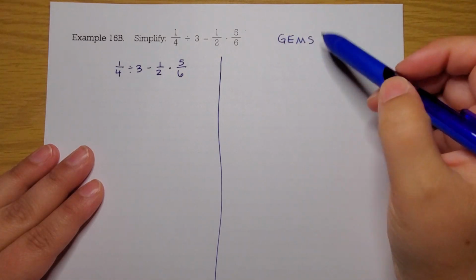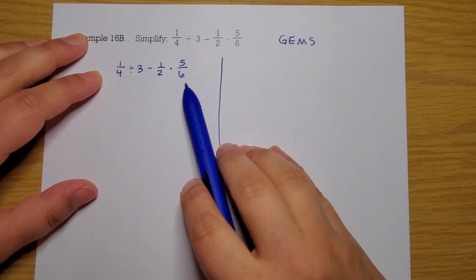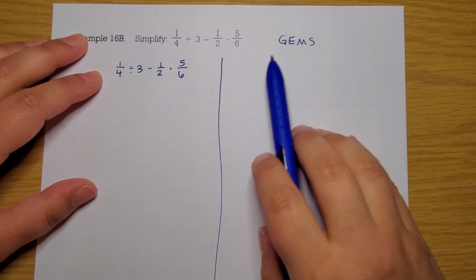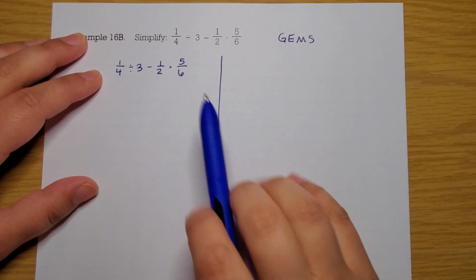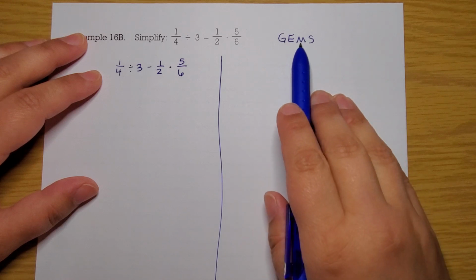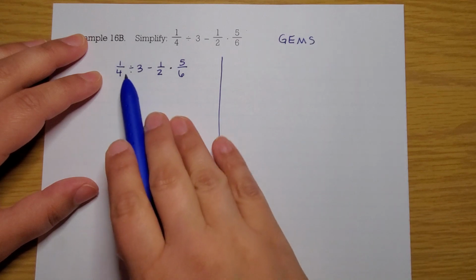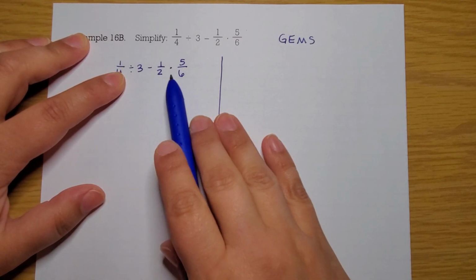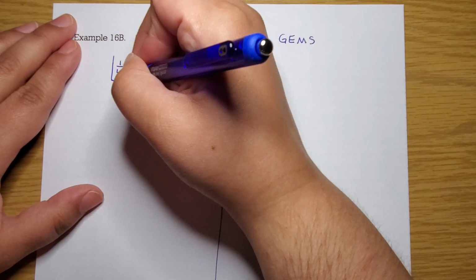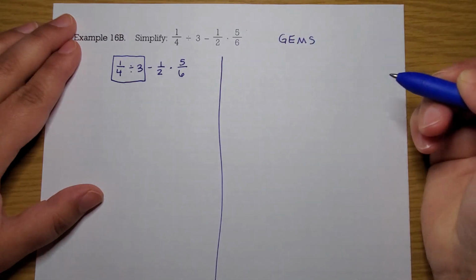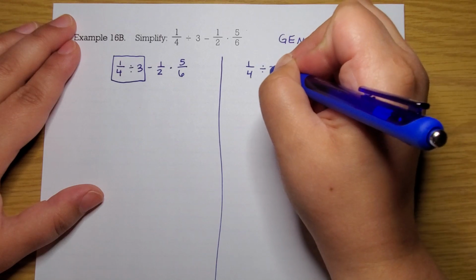So, GEMS. The G stands for grouping symbols. I don't see any parentheses or implied grouping, so I move on to E. This is for exponents. We don't have any exponents. M stands for multiply and divide left to right. So we've got some divide and we've got some multiply, so we're going to work left to right. I'm just going to focus on this piece first. I'm going to bring that over to the scrap side: 1/4 divided by 3.